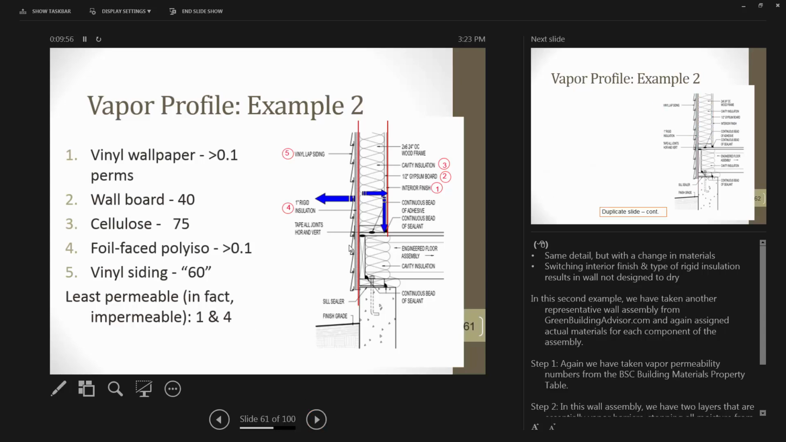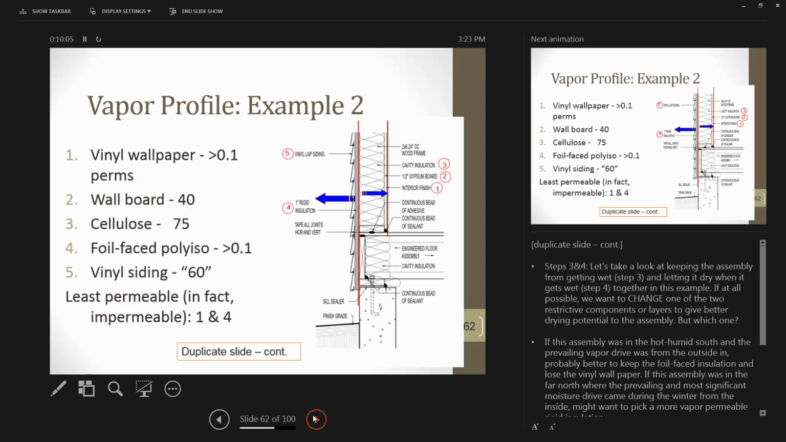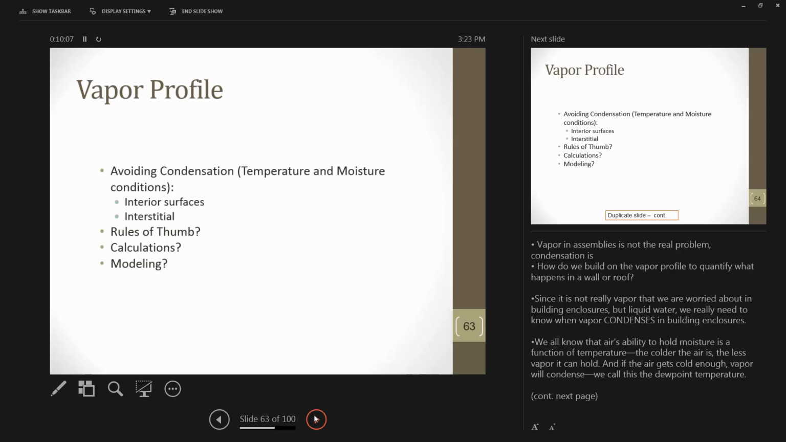So again, you can see if that vapor drive comes into the cavity, I don't know why I've got it accidentally in there twice. So what we're trying to do in a vapor profile is make sure we've got an assembly that avoids condensation, considering both the temperature and the moisture conditions.